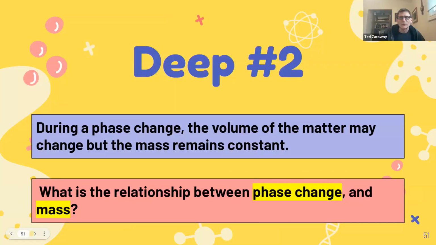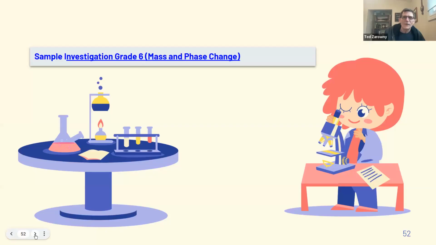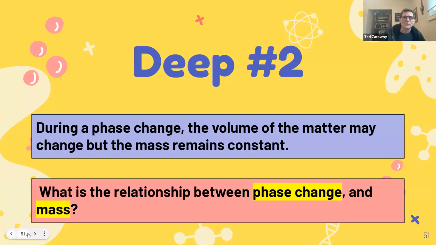And when students know those individual concepts, they will be able to put them together in that concept map. The other one is, what's the relationship then between phase change and mass? In other words, does mass change with a phase change? And that's really the question that's been asking.